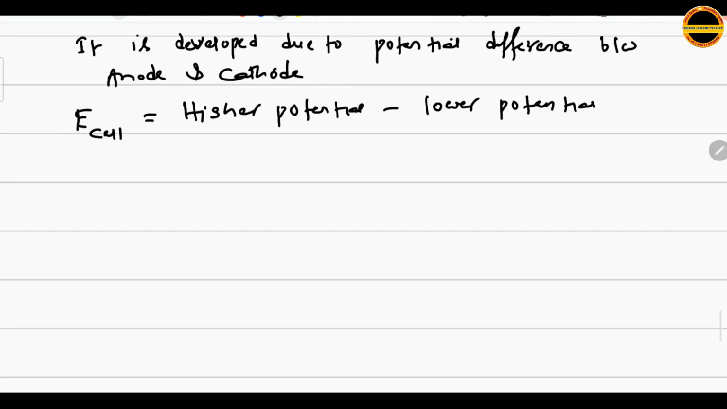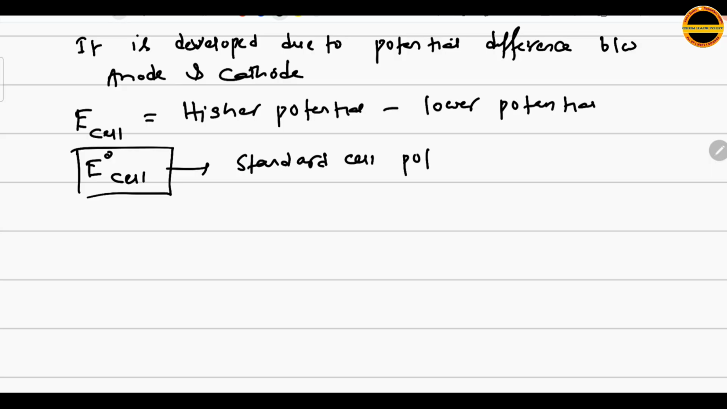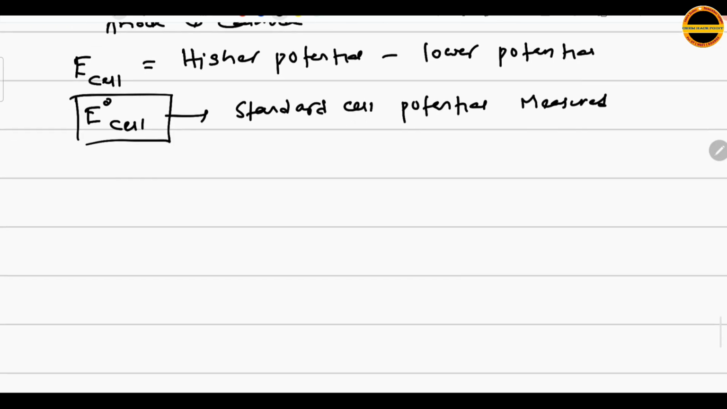So EMF is nothing but E cell, higher potential minus lower potential. If you are writing E naught cell anywhere, it is the standard form. It is the standard cell potential, which we call standard cell potential if we measure it at particular conditions. What are those?